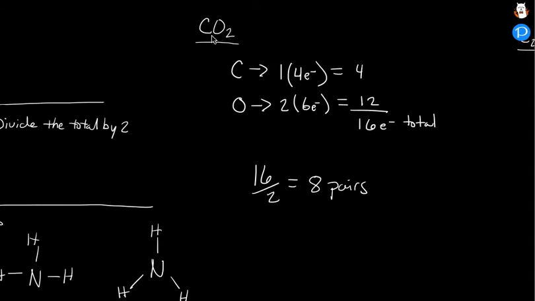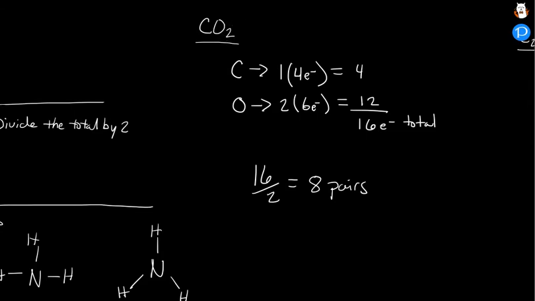Now there's no hydrogen in this one, so you might ask yourself again, how do I draw this one? Which one goes in the center? Well, there's only 1 carbon and there's 2 oxygens, so it's probably going to be carbon in the center, we can assume, and it's going to be surrounded by 2 oxygens.